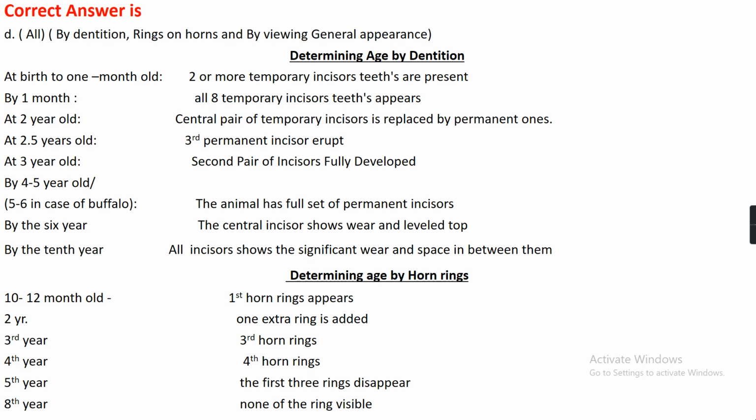Okay. Now, age determination by means of horn rings: a 10 to 12 month old cattle has only the first horn ring appear, and then each year one extra ring will appear up to 5 years. Then when the cattle becomes 5 years old, the first three rings start to disappear, and up to 8 years, none of the rings will be visible. Okay.